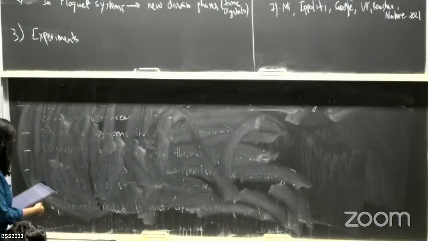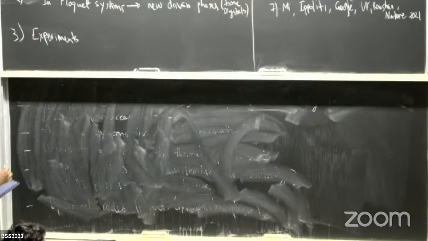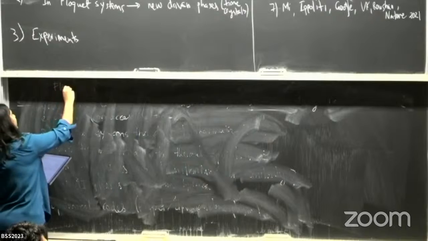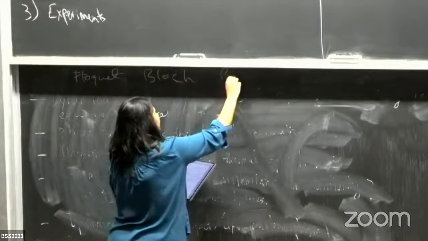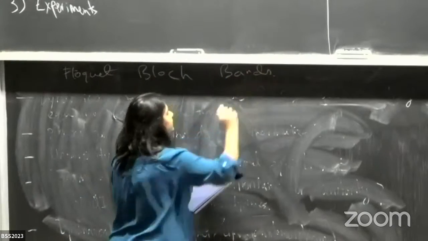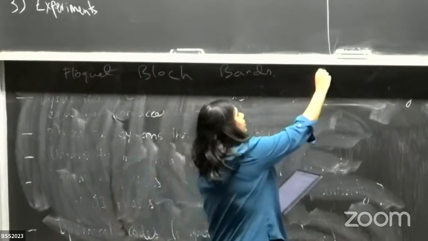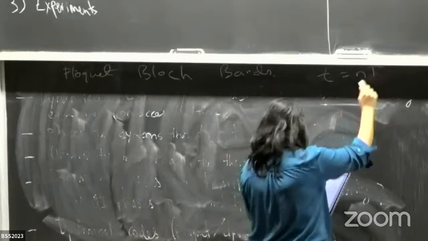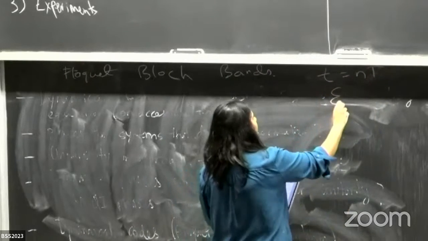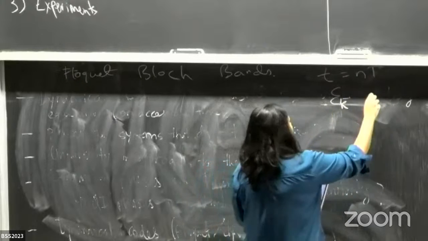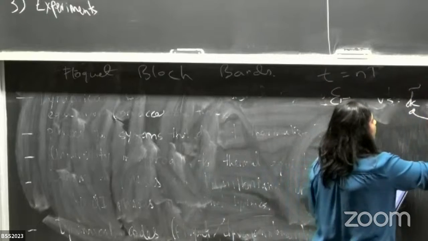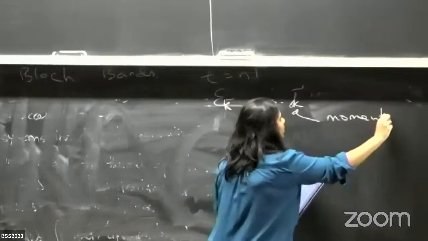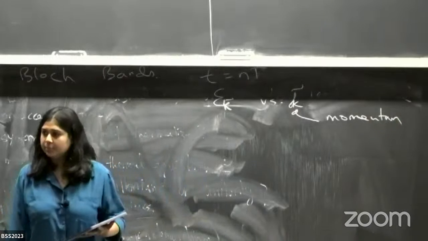Okay, so one way to see the difference between type 1 and type 2 is to plot, for the non-interacting problem, what are known as Floquet-Bloch bands. You fix some time in your problem, say t equals nT, and you plot the quasi-energies epsilon_k. Let me work with translationally invariant systems for now.